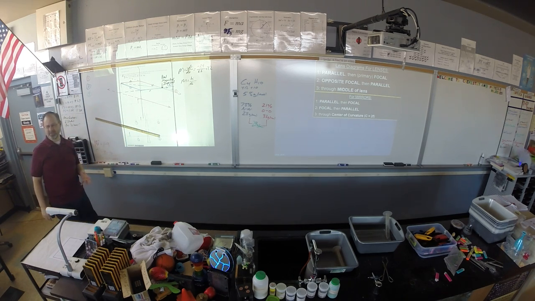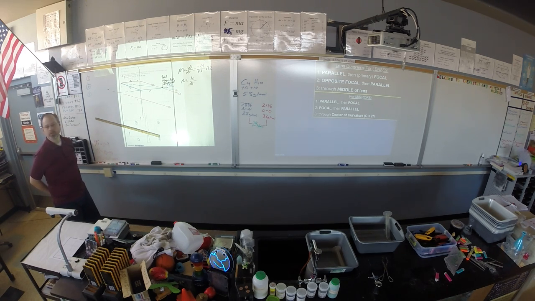Does that make sense? That's going to be the hardest part with diverging lenses. Converging lens is on the right side, diverging lens is left. Correct. And again, this is what we practice.